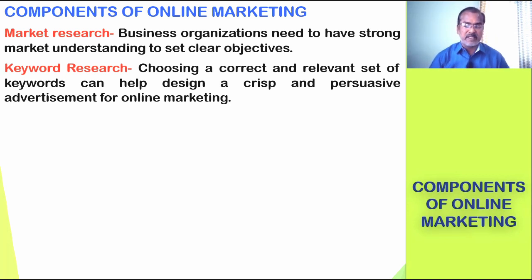The second component of online marketing is keyword research. Choosing a correct and relevant set of keywords can help design a crisp and persuasive advertisement for online marketing. Before accessing any keyword research tool, as a marketer, ask yourself: what is the purpose of this web page? Number 2, how clearly can I state the conversion event? Number 3, have I clearly answered all the pain points that users might look for on this page? The next one is about which phrases the users might enter while looking for a solution. And the last one is, are my keywords relevant to the user's intent? If you find proper answers to all of these questions, I am sure you will be enabled to have proper keyword research, which is one of the components of online marketing.